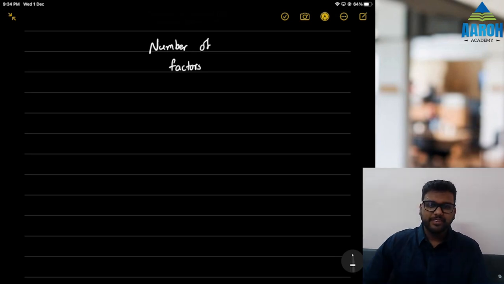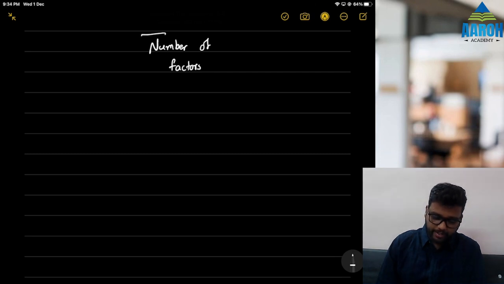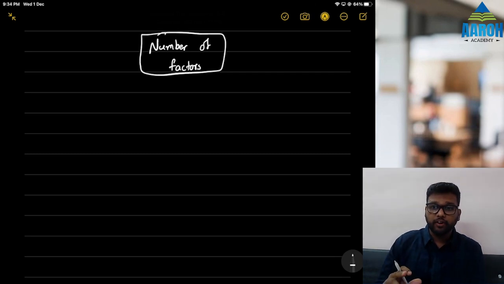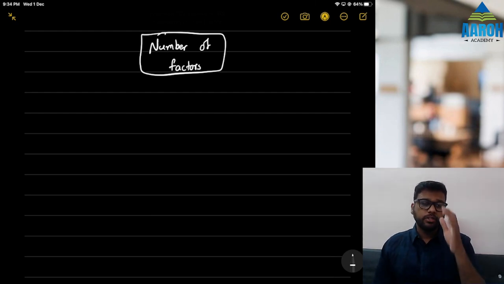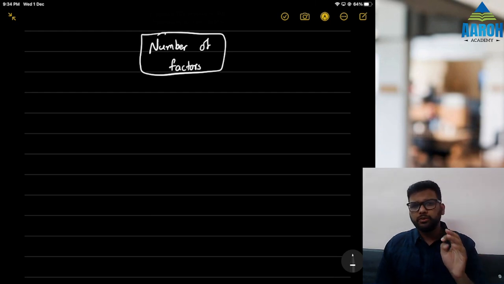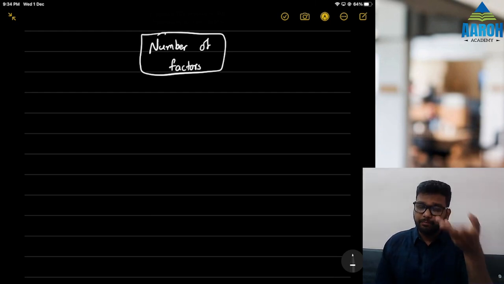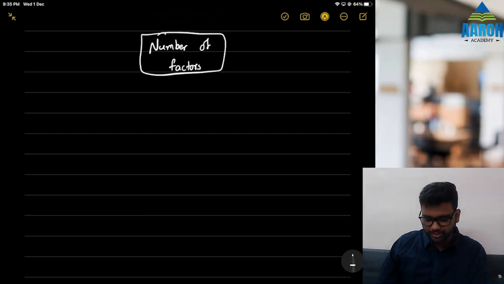Okay, hi everyone. So in this short video, we are going to see how to calculate number of factors of a number or number of factors which are perfect squares for a number. Many students skip this because it is a bit complicated concept, but don't skip it. It is very simple, and if by chance it comes in exam, you'll get 1 mark bonus.